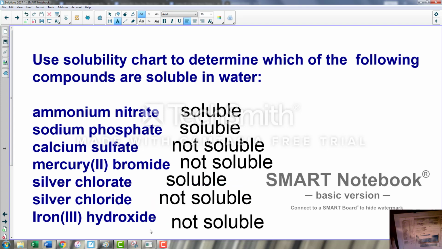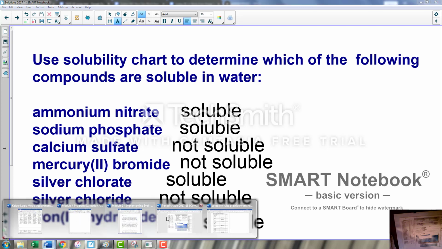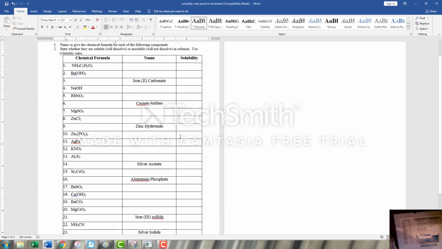On your worksheet that I'm going to post tonight, I'll pull that up so you can see what it looks like. This will be one that you can just edit.